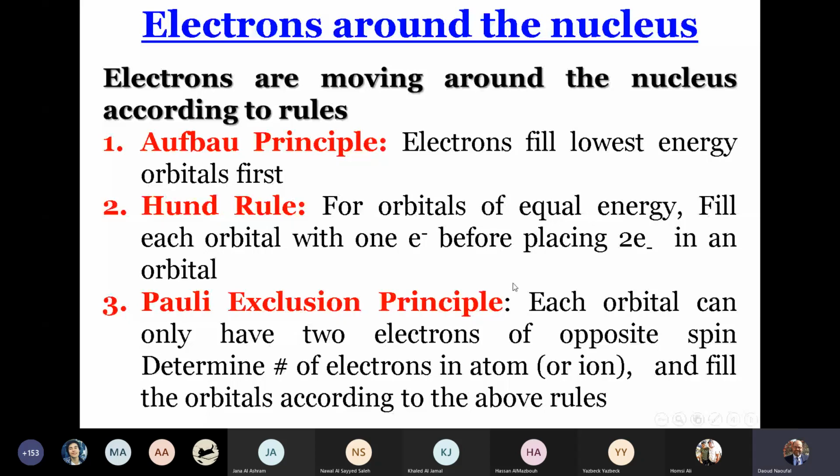We cannot find two electrons at the same time with the same n, l, ml, and ms, so two electrons cannot be in collision. But it's possible to find two electrons with the same n, l, and ml. So now we have to fill the electrons around the nucleus, and this is called the electronic configuration.